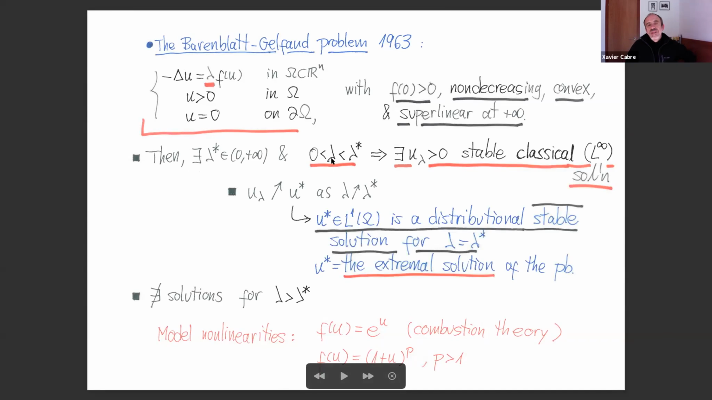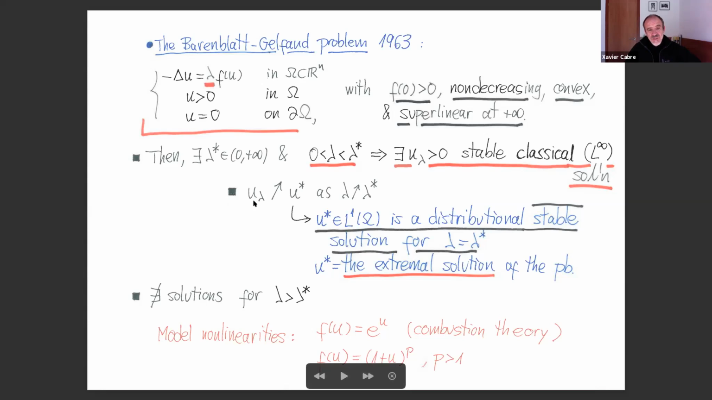And for every parameter lambda between 0 and lambda star, there exists a solution which is positive. Recall, 0 is not a solution, right? There exists one solution which is positive. It's classical, so bounded, and it is stable, right? And these solutions form a branch.